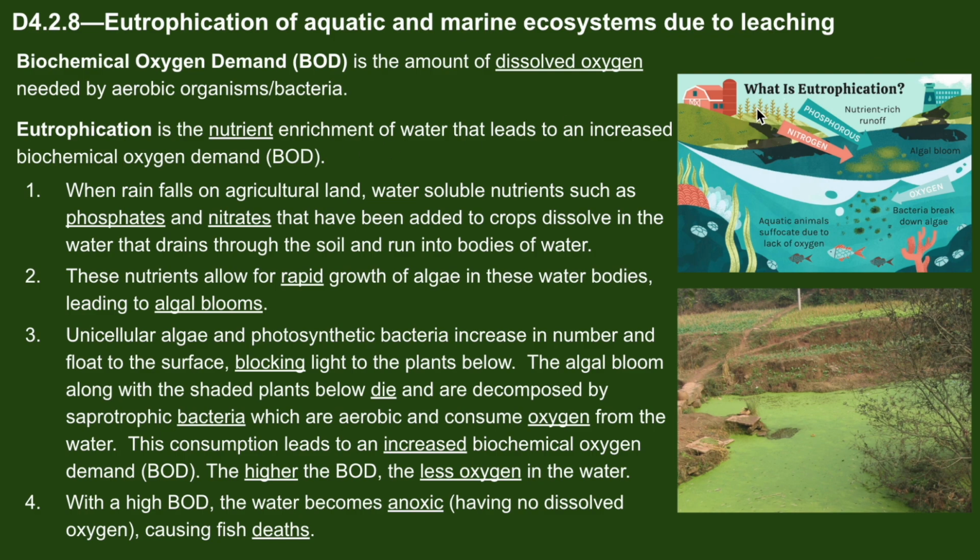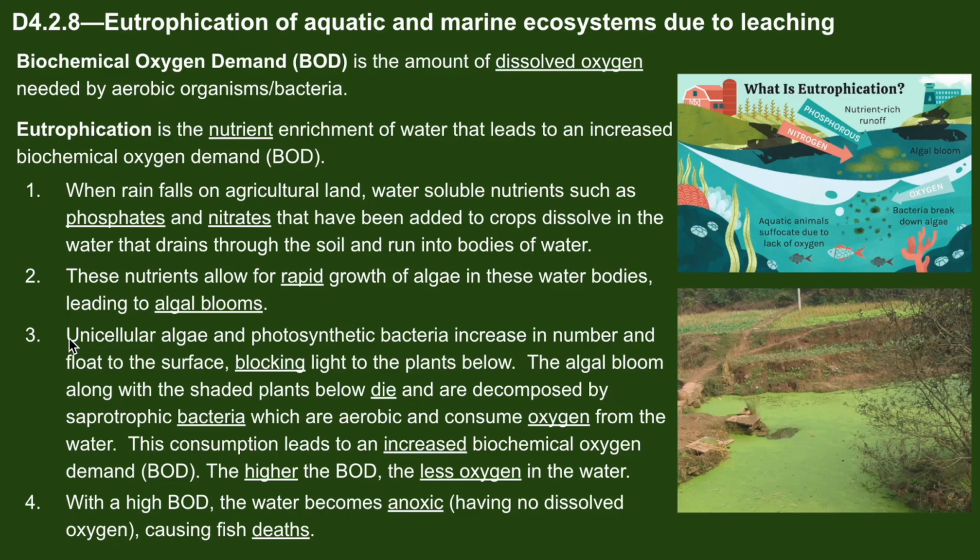So what we're going to see is rain falling on agricultural land, and water-soluble nutrients such as phosphates and nitrates that have been added to crops are going to run off and drain into bodies of water nearby: rivers, streams, lakes. These nutrients allow for rapid growth of algae in those water bodies, leading to algal blooms, which you can see an image of here. So what happens then is unicellular algae and photosynthetic bacteria increase in number and float to the surface, which blocks the light to the plants below.